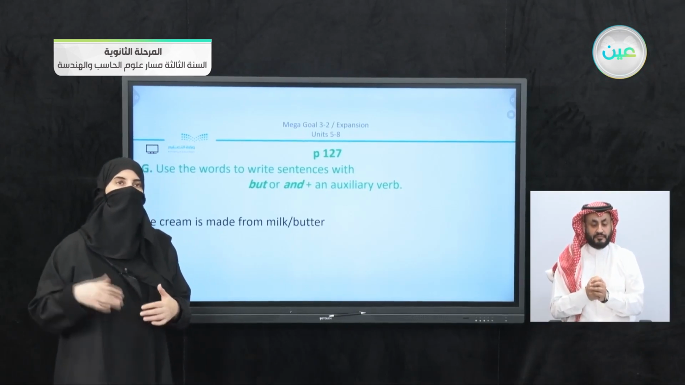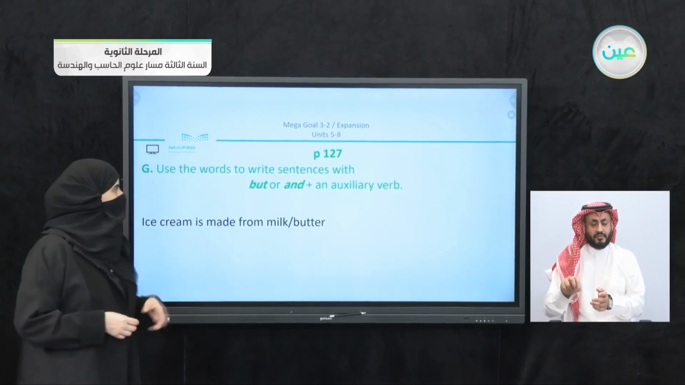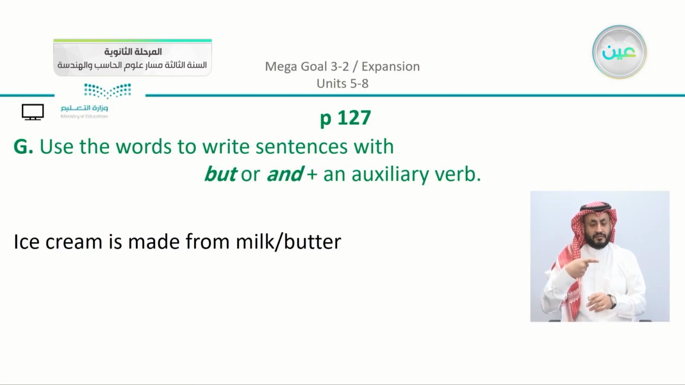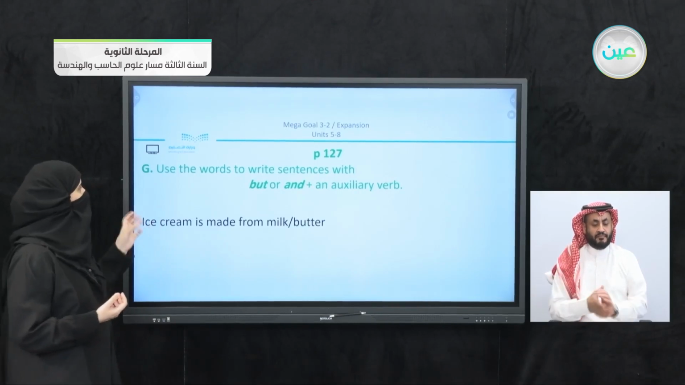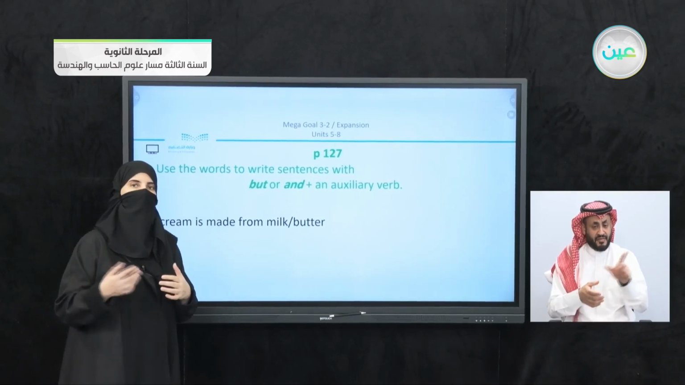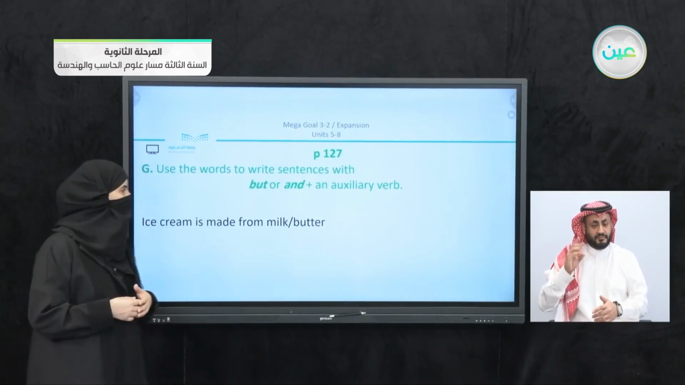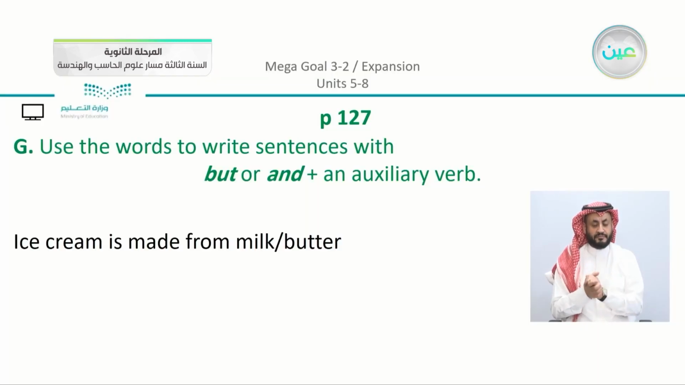We're going to move on to the second page that we have here, 127. Now we have exercise G. Now going back to the simple structure that we did apply in our last lesson, we have here using also but and plus an auxiliary verb. So going back to the beginning of the exercise, we have here to use the words to write sentences with either both connectors, and we have here the auxiliary verb. Now we have here, for example, ice cream is made from milk or butter.